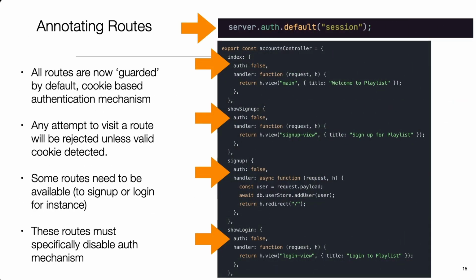We annotated routes, the accounts routes, with auth false, so we turned it off for our accounts because we had to allow a user to sign up and log in, obviously. But then we left the strategy out everywhere else on all our playlist and dashboard controllers because we wanted all those to be validated.